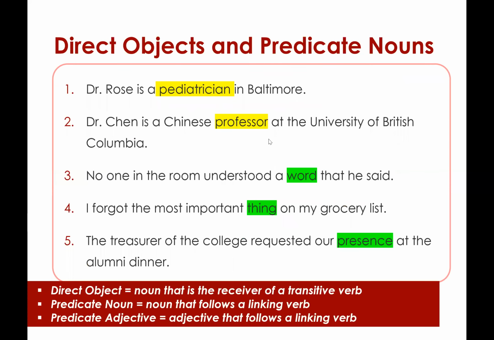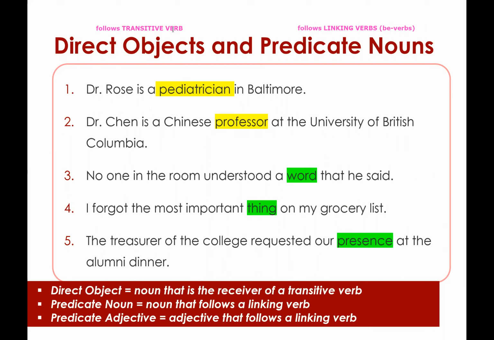Okay? Now, let's take a look at the difference between direct object and predicate noun. So keep in mind that direct object follows transitive verb, right? Like do, hit, kill, drive, eat, finish. Predicate noun follows linking verbs. And the most common linking verbs would be be verbs. There are other verbs like appear, seem, so on and so forth, but linking verbs, they're not action verbs. They don't take on the receiver.